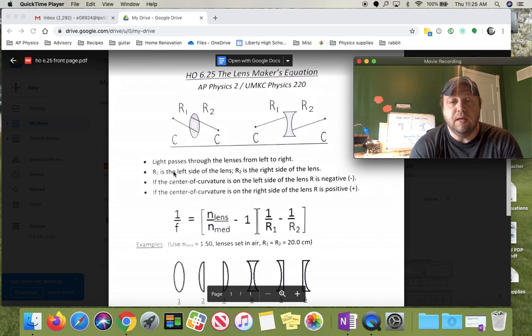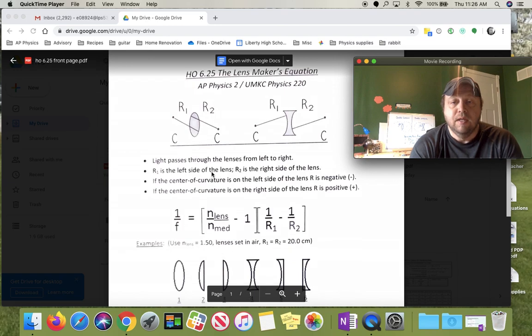Okay, so R1 is on the left side of the lens. So R1 is always the left side. So R1 is always to the left. R2 is always to the right. The center of curvature is the left side of the lens. R is negative. So R1 in this is a negative value because it's along the left-hand side of the lens. R2 is positive in this situation. R1 is positive in this one. R2 is negative in this.